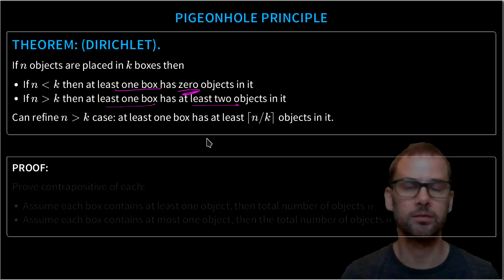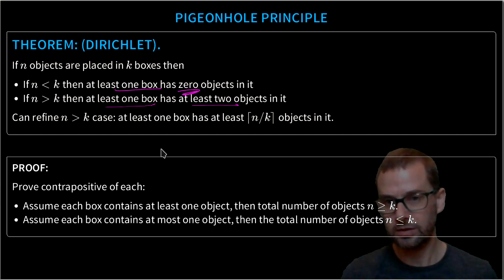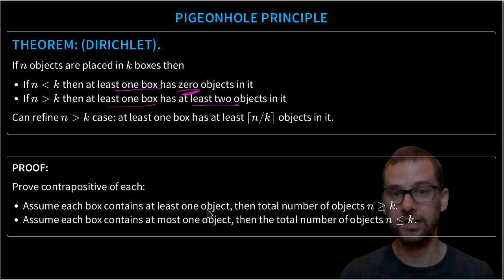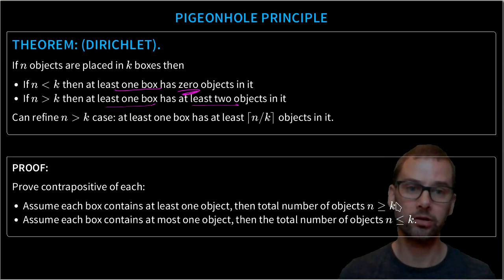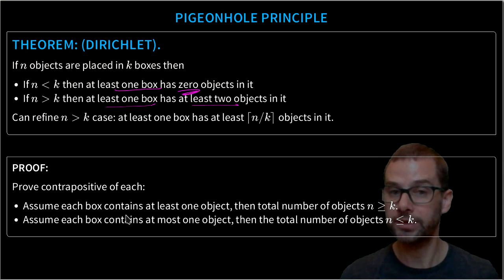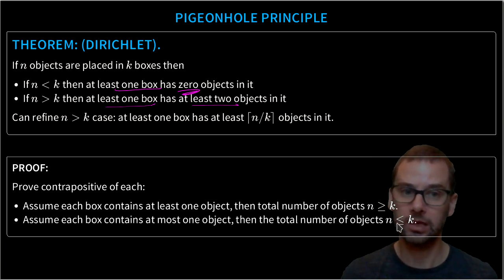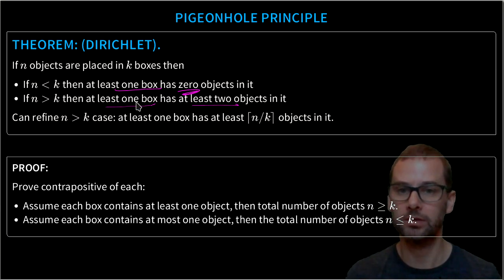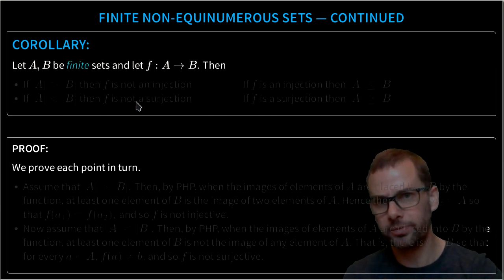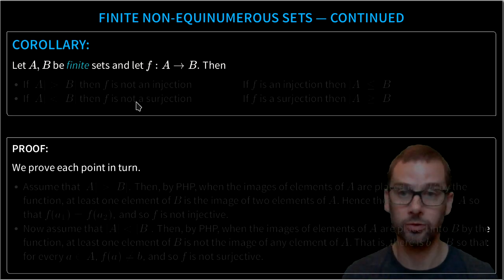And the proof of this theorem is pretty straightforward, just using the contrapositive of each statement. So if we look at this one, if we assume each box contains at least one object, so the contrapositive of this statement, then the total number of objects is the opposite inequality. And similarly for the second case, if we assume each box has at most one object in it, then the total number of objects is n, which is less than or equal to k. Okay, so proving the contrapositive of these statements is really quite straightforward. Now the pigeonhole principle turns out to be very, very useful, not just for what I'm about to do now, but much, much more generally.